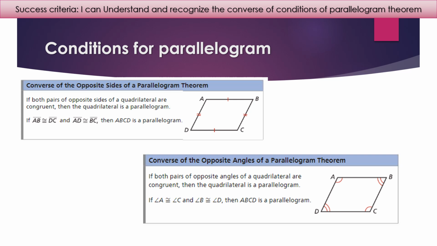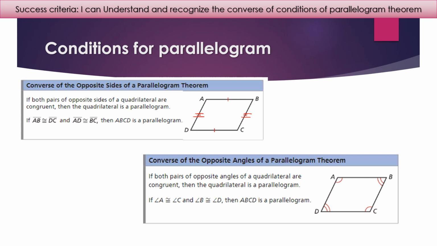So let's study the two properties, the converse of the opposite sides of a parallelogram theorem. What does it say? If both pairs of opposite sides of a quadrilateral are congruent, then it is a parallelogram. In other words, if AB and DC are congruent, and also AD and BC are congruent, then this figure is a parallelogram.